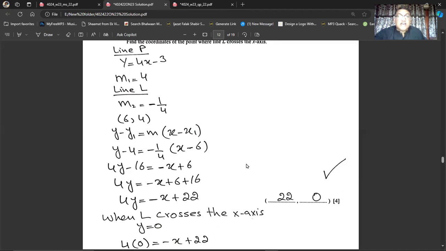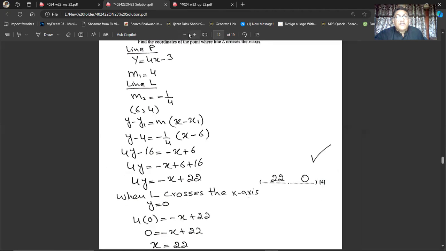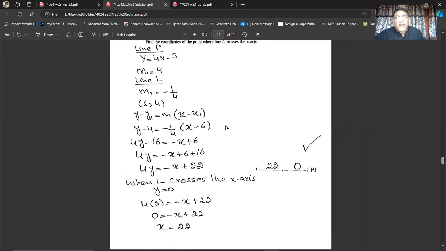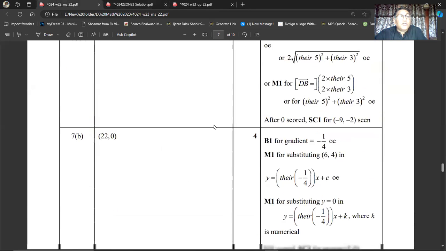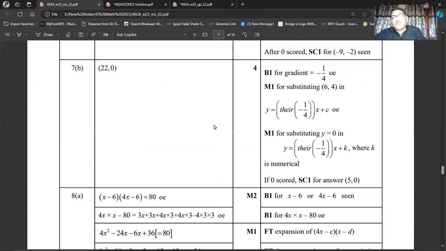So 4y equals minus x plus 22. Now we know the equation of the line L. We want to find the coordinates of the point where the line L crosses the x-axis. When L crosses the x-axis, the y value will be 0. Wherever there is y in the equation of the line L, you substitute it with 0. So 4 into 0 equals minus x plus 22, so 0 equals minus x plus 22. x equals 22. So the coordinates of the point where the line L crosses the x-axis will be (22, 0).